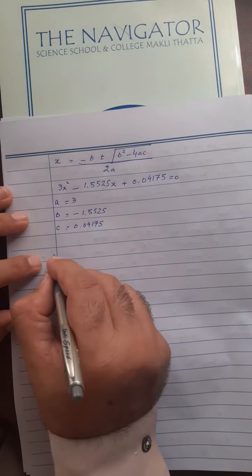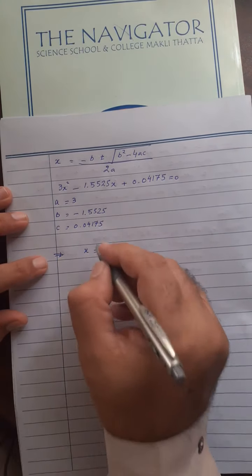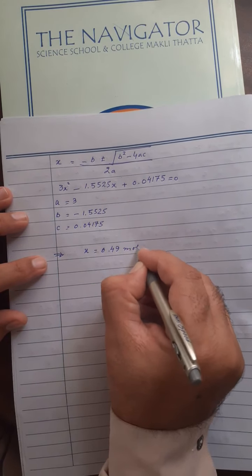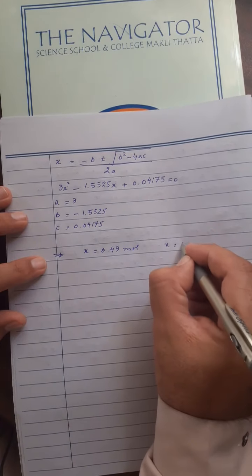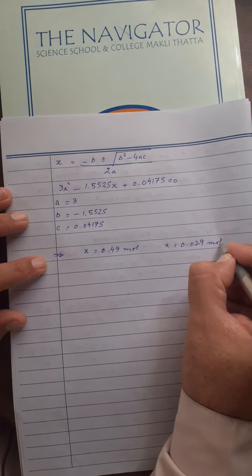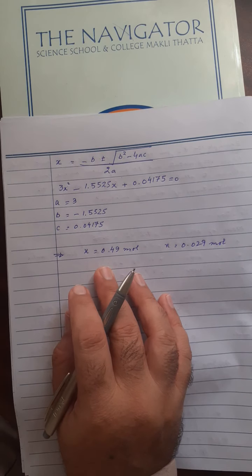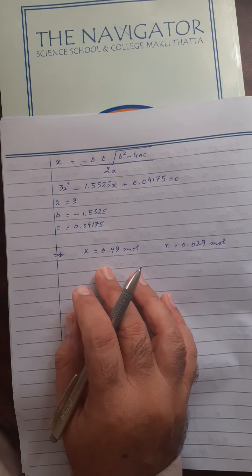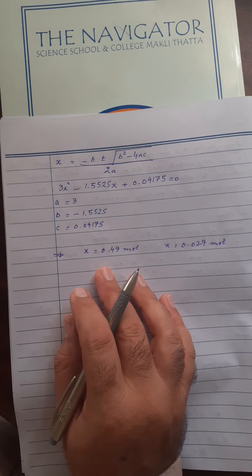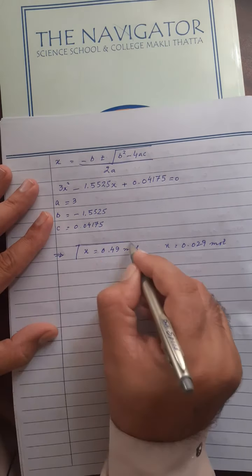The answer of x is basically, there are two answers. One is 0.49 moles, the other is 0.029 moles. So I told you that this quantity must be less than the quantity given. You have 0.2 mole of alcohol, 0.06 mole of acetic acid. How are you going to get 0.49? No way. So this is not possible.